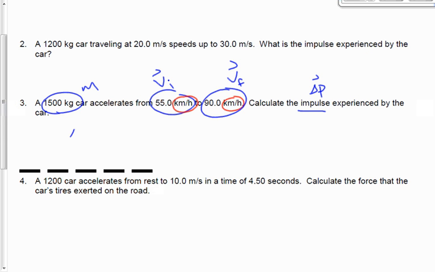What do you want to do here? Delta P is equal to F times T, or M times delta V, or both. I think it's pretty clear which one we're going to use here, right? We don't know what F is. We don't know what T is. So F times T isn't very useful. Let's try M times delta V.